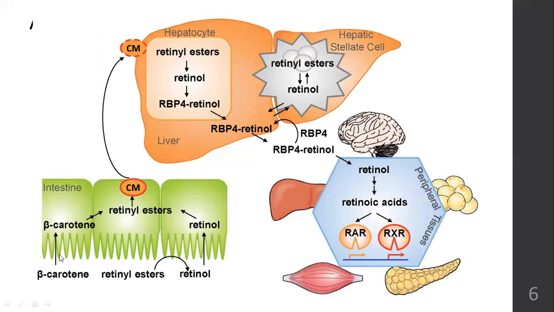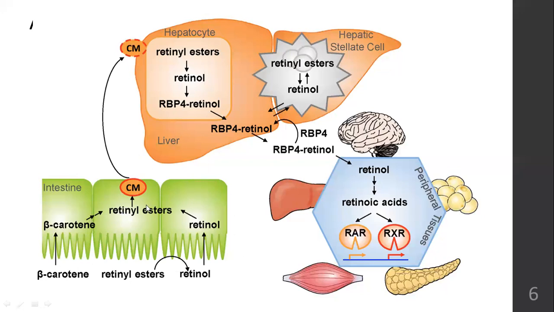vitamin A in the form of beta carotene or in the form of retinol from animal protein. From animal sources you will directly get retinyl esters or retinol. From plant-based sources, you will get beta carotene. Beta carotene has to undergo conversion. Retinol also has to undergo conversion. They both have to become retinyl esters. Once it has become retinyl ester, it can enter the chylomicron.